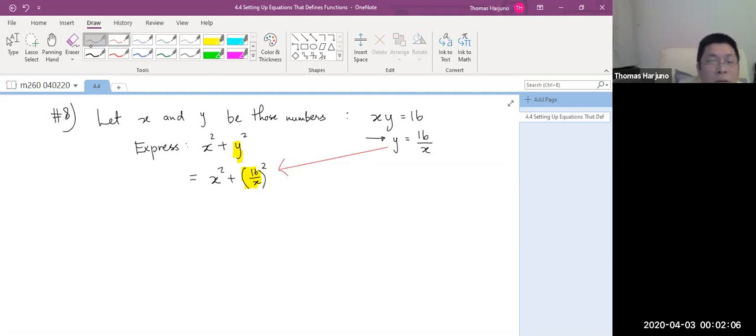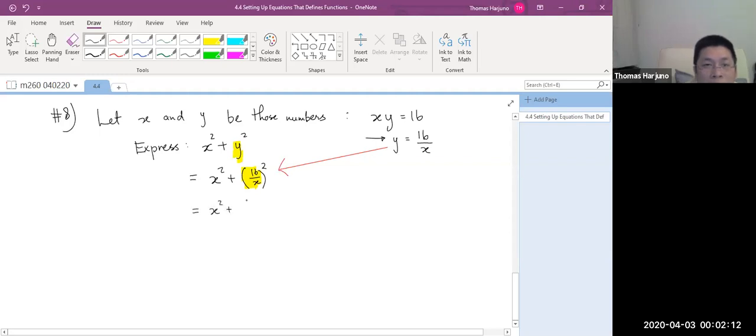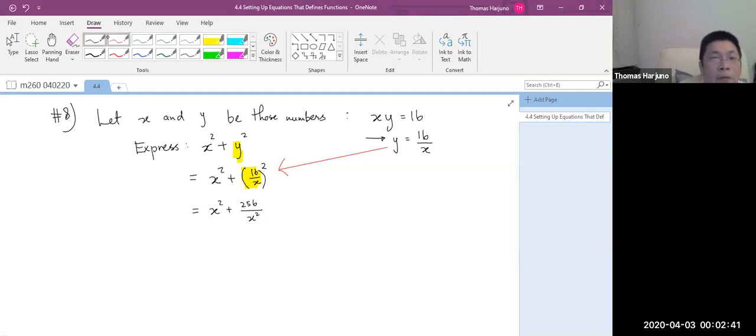Now I simplify a bit further. This is x squared plus 196. No, 256, my bad. That will be 256 over x squared. Okay, that's the sum of the squares of two numbers as a function of a single variable. And the function of the single variable we're looking for in number 8 is this.